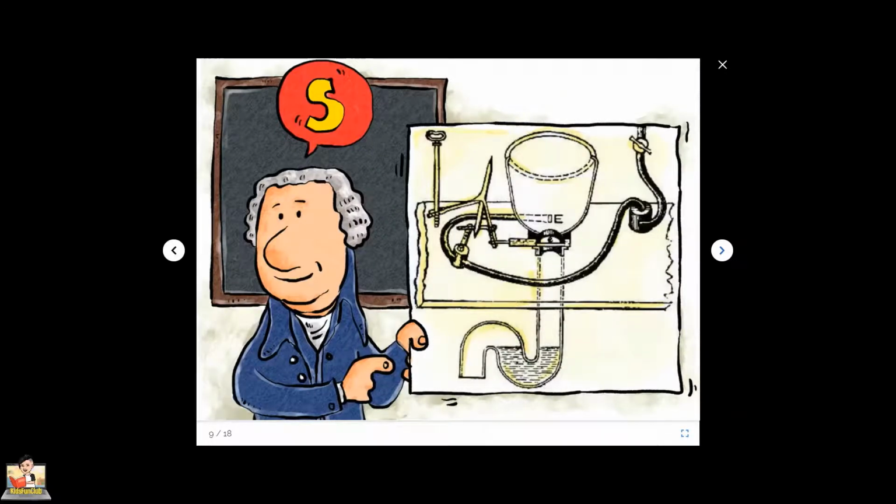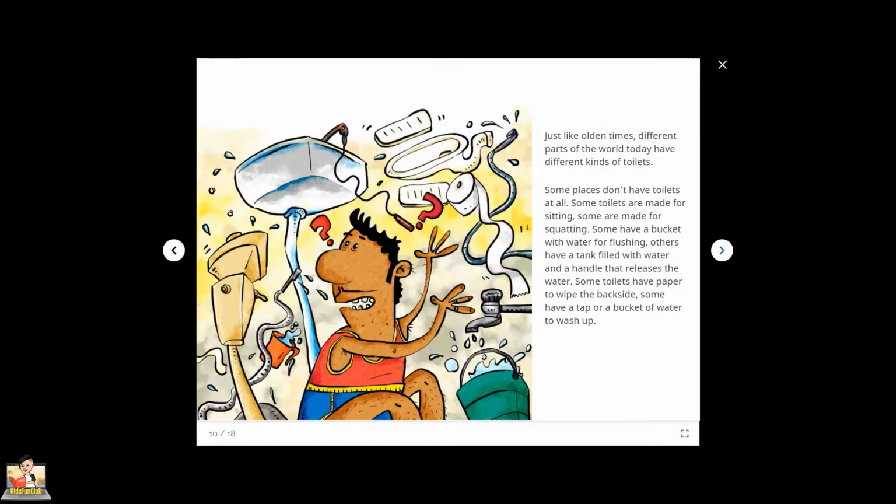Just like olden times, different parts of the world today have different kinds of toilets. Some places don't have toilets at all. Some toilets are made for sitting. Some are made for squatting. Some have a bucket with water for flushing. Others have a tank filled with water and a handle that releases the water. Some toilets have paper to wipe the backside. Some have a tap or a bucket of water to wash up.